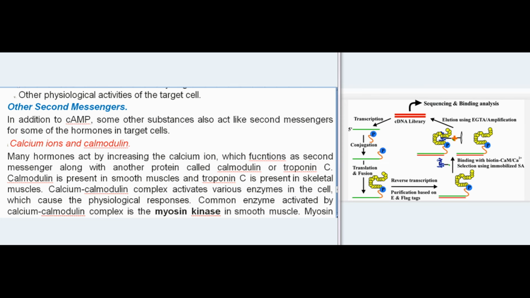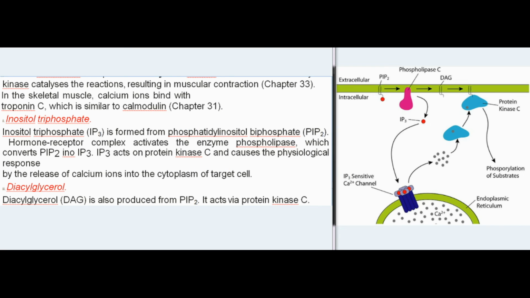Common enzyme activated by calcium-calmodulin complex is the myosin kinase in smooth muscle. Myosin kinase catalyzes the reactions, resulting in muscular contraction, Chapter 33. In the skeletal muscle, calcium ions bind with troponin C, which is similar to calmodulin, Chapter 31. Inositol triphosphate. Inositol triphosphate, IP3, is formed from phosphatidylinositol biphosphate, PIP2. Hormone receptor complex activates the enzyme phospholipase, which converts PIP2 to IP3. IP3 acts on protein kinase C and causes the physiological response by the release of calcium ions into the cytoplasm of target cell.